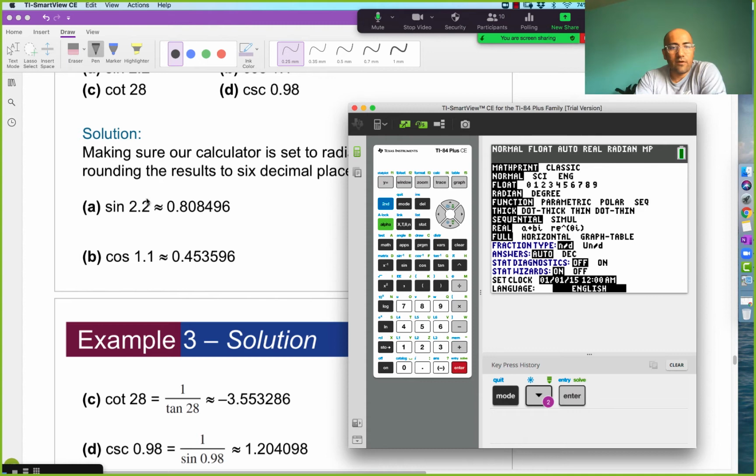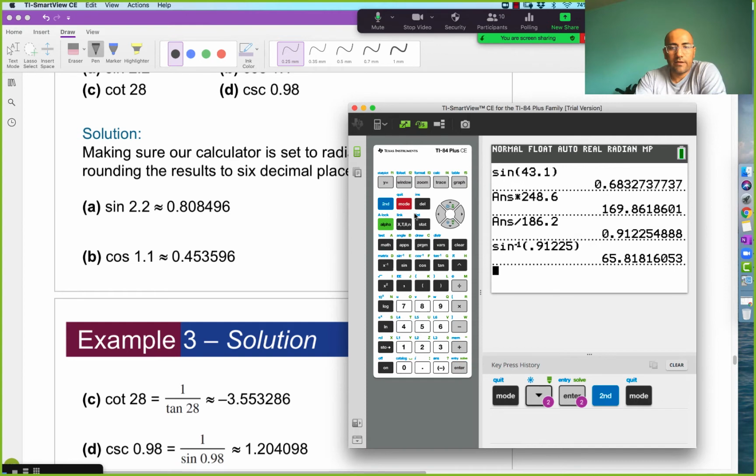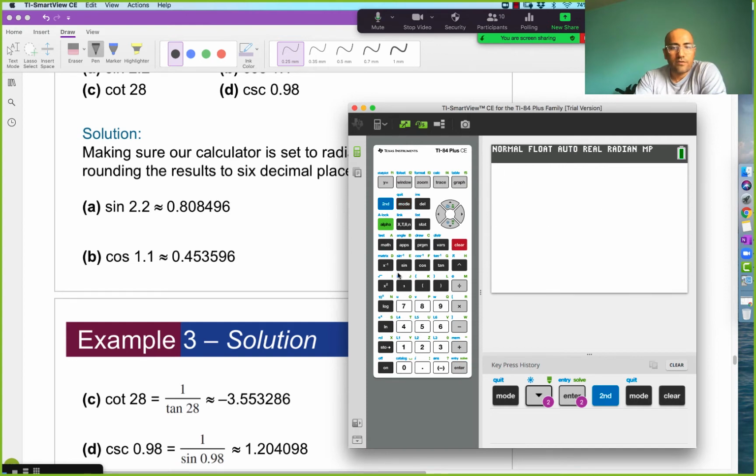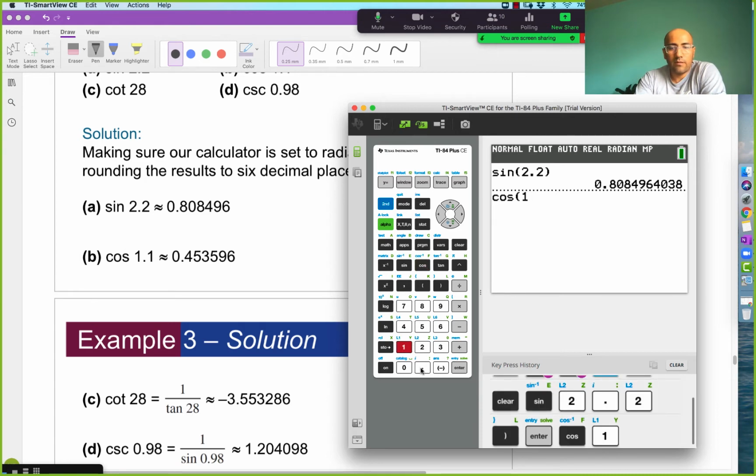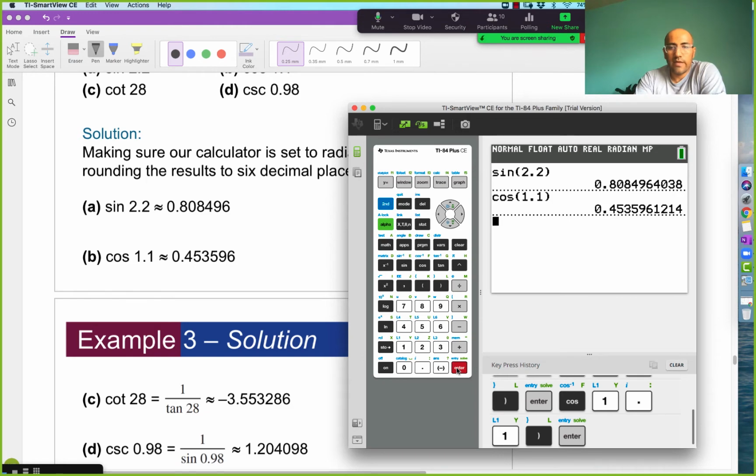Remember, by default, if it doesn't have that little open circle thing, if it doesn't say degrees, then by default we assume it's radians. So hit enter, quit out of here, and clear. Okay, so sine of 2.2, close parentheses, equals that. And cosine of 1.1 equals that. Yep.